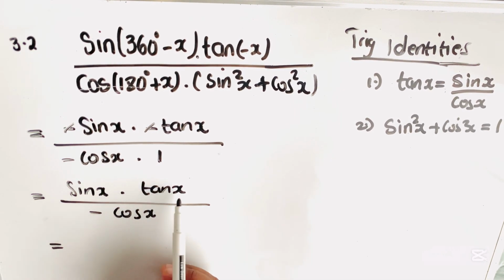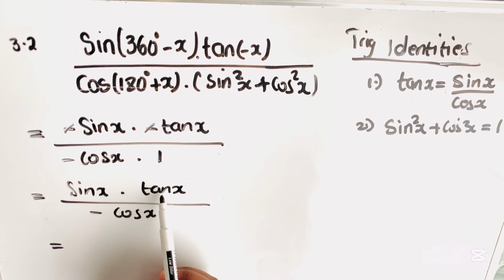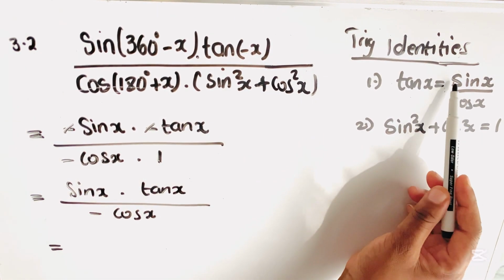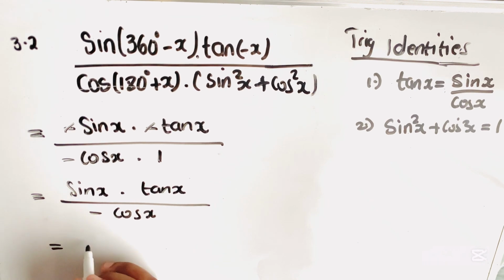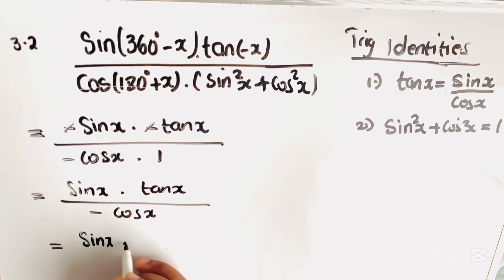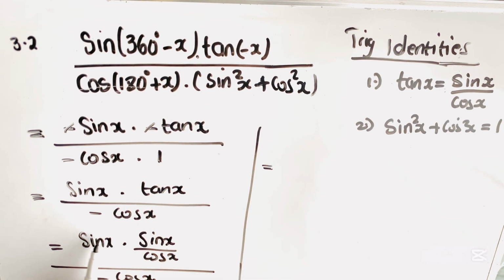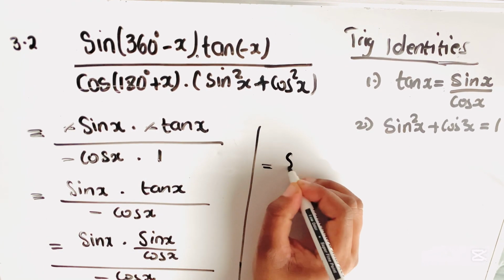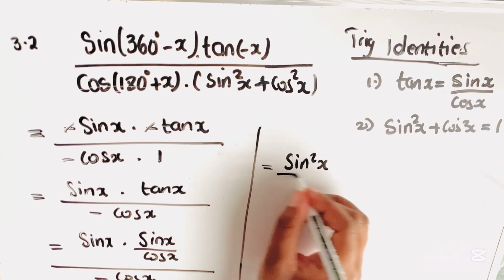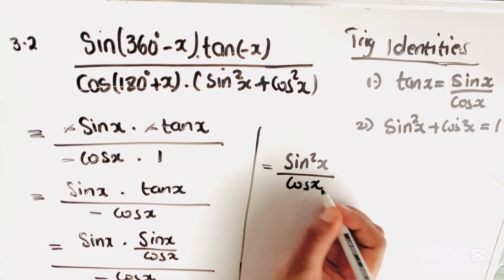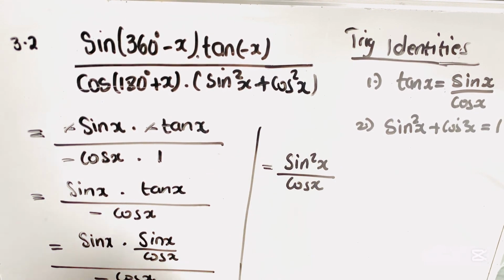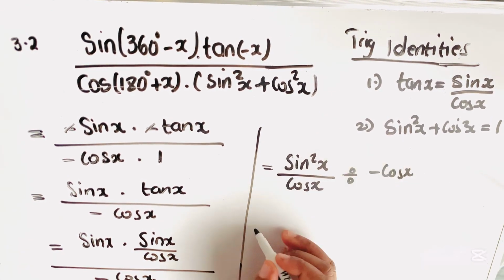There is a tan that we can change and apply its identity. The identity of tan, we said, is sine x over cos x. So now we keep the sine x multiplied by the tan, which is sine x divided by cos x, all over negative cos x. Sine x multiplied by sine x will be sine squared x. We keep the denominator of cos x. Allow me to rewrite all over in a division form, negative cos x.